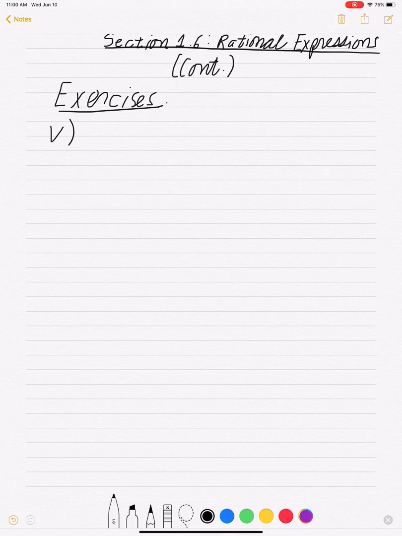So this is going to be our last video on rational expressions. We're going to have just two problems here. So we're going to have a fraction 2 over x squared minus 9 minus 4 over x plus 3. So the instructions here are to simplify.